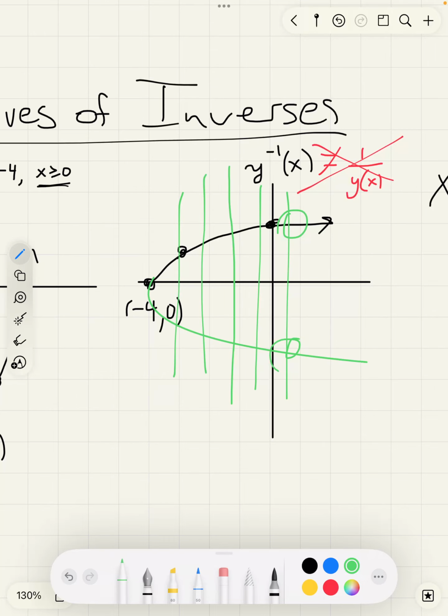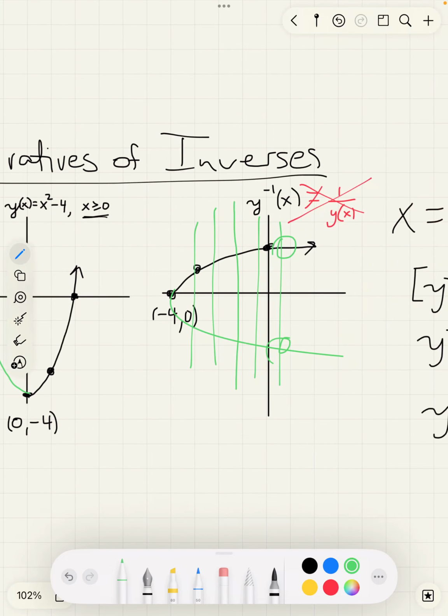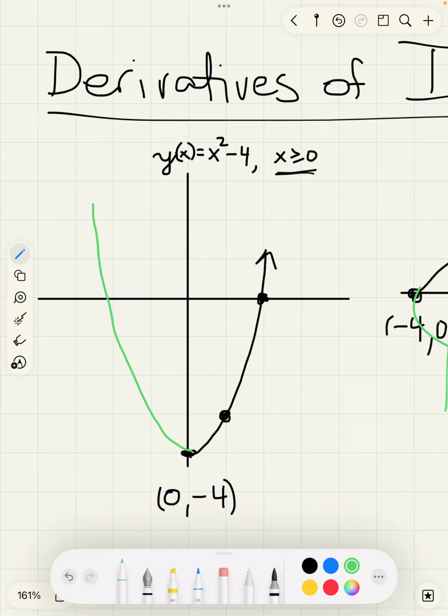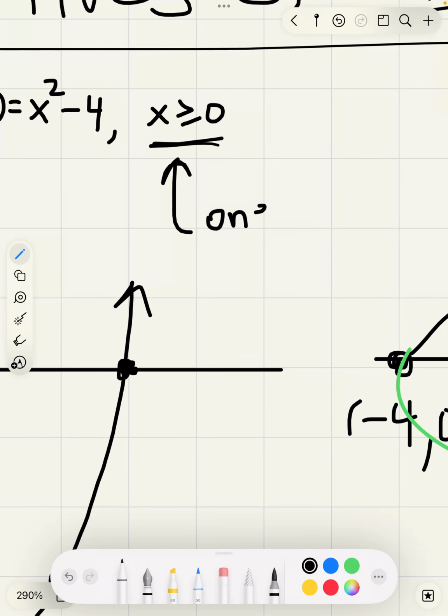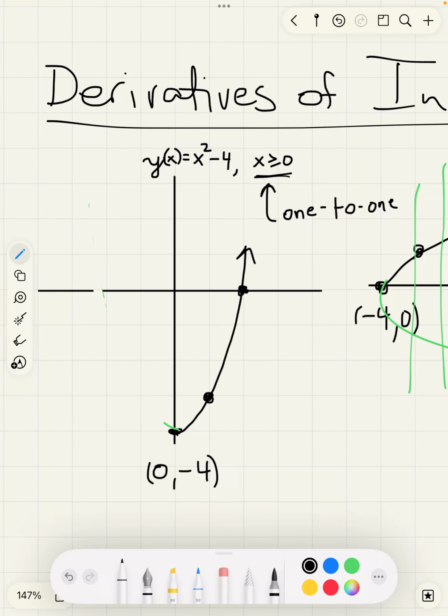So because of that, we know that we would need this domain restriction to ensure that the inverse actually is a function. So if I were to take off this half parabola and go back to that original one that we worked with, the restriction allows the original to be what we call 1-to-1. Which means that for every y value, there's only one x value that corresponds to it.